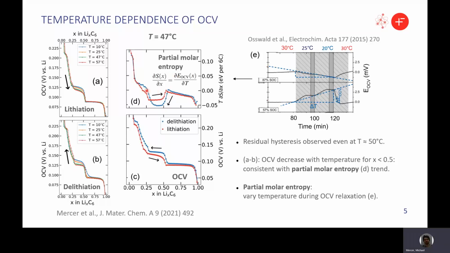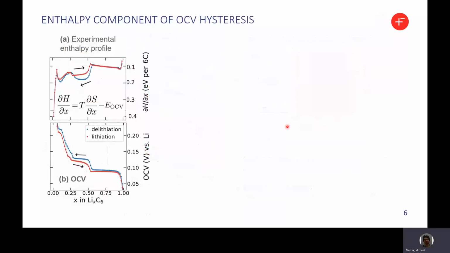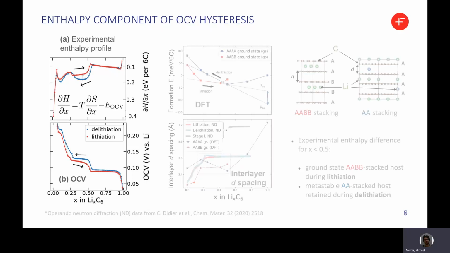And it's surprising, actually, that even this shows dependence on the cycling direction as well. So not only does the OCV, but so also does the derivative with respect to temperature. We'll come back to the partial molar entropy hysteresis later. You can also rearrange from thermodynamics: knowing the open circuit voltage and its derivative with temperature, you can derive an enthalpy profile. And interestingly, this also shows dependence on cycling direction. So there's an enthalpy and an entropy component to the hysteresis.